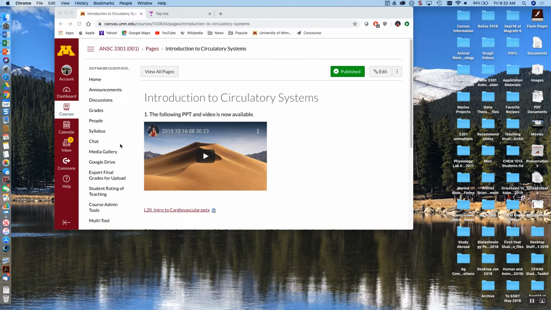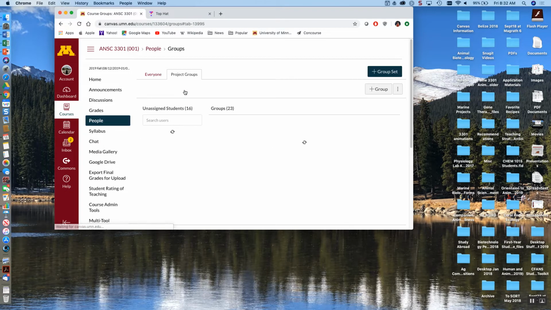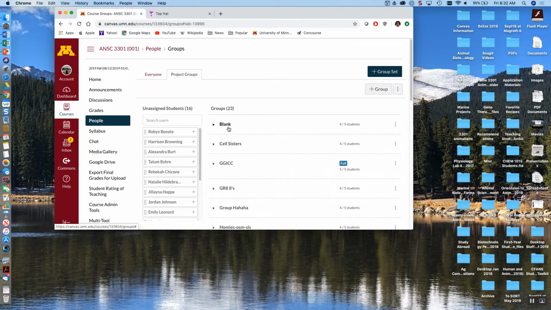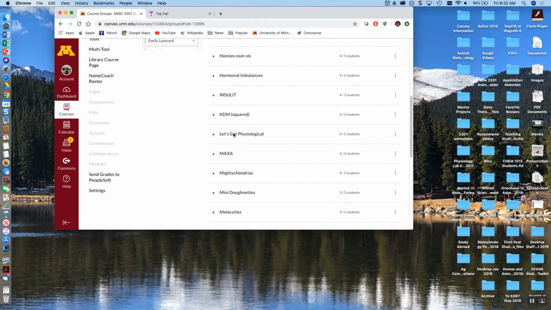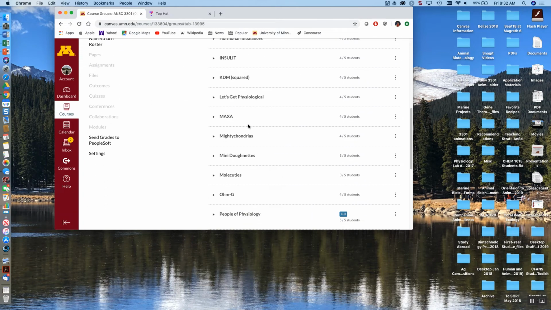Let me show you where you can find where you are. If you go to People on the left-hand side of our website and then go to Project Groups, you can find your group and all the people in your group. You can click on the name of your group and see who all is your table mates. These are the unassigned students. So if you're not assigned to a group, please come up and let me know. I do have some extras here that you can fill out again and we can go from there.